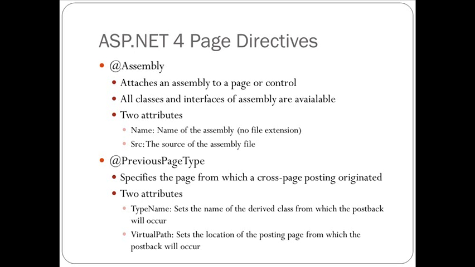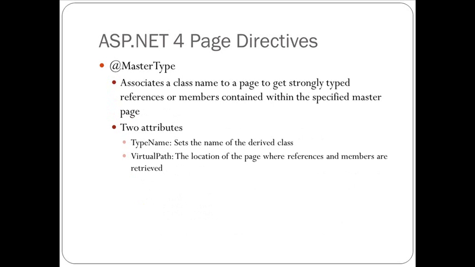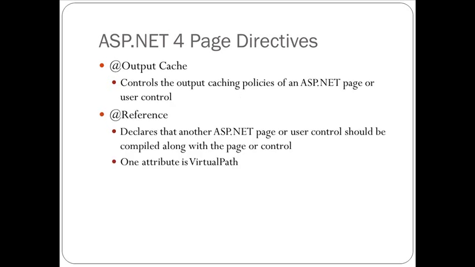It has two attributes: the TypeName that sets the name of the derived class from which the postback will occur, and the VirtualPath, which is the location of the posting page from which the postback will occur. The @MasterType directive associates a class name to an ASP.NET page to get strongly typed references to members contained within the specific master page. It also has two attributes, the TypeName again, which sets the name of the derived class, and the VirtualPath, which is the location of the page where references and members are retrieved.